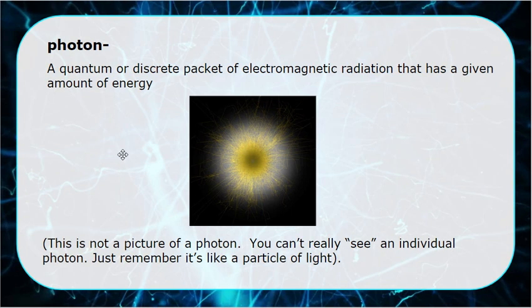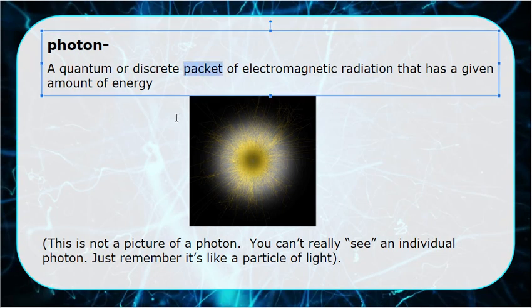And however long that is, that's the number that we use for the wavelength. And finally, photon. A photon is a quantum or discrete packet of electromagnetic radiation that has a given amount of energy. And probably the best way to think of a photon is it's like a little particle of light. We call it a packet of light sometimes.